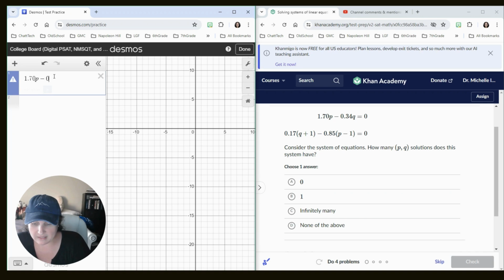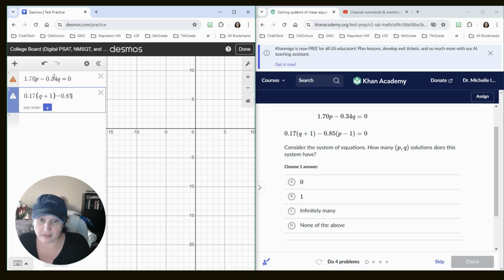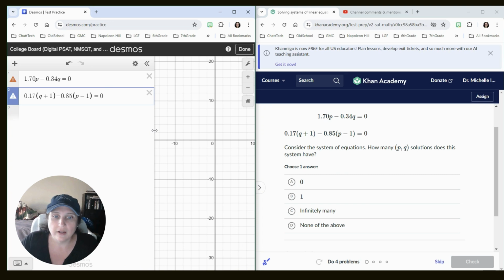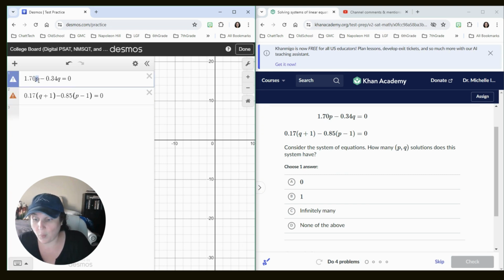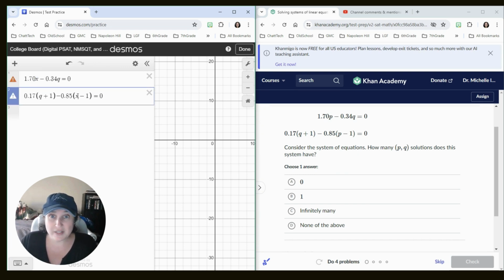When I type this in, Desmos doesn't know what I'm talking about. They're like, Doc, what the heck is a letter Q? I don't know what to do with that. Am I supposed to add a slider? Desmos is a little confused. So what I want you to do is just type it in, and then get ready for your mind to be blown. The letter P is going to be X. Whoa. The letter Q is going to be Y.